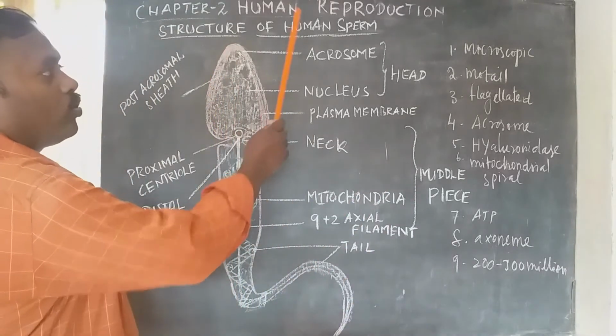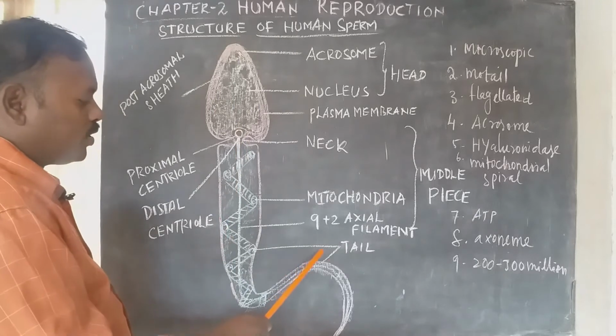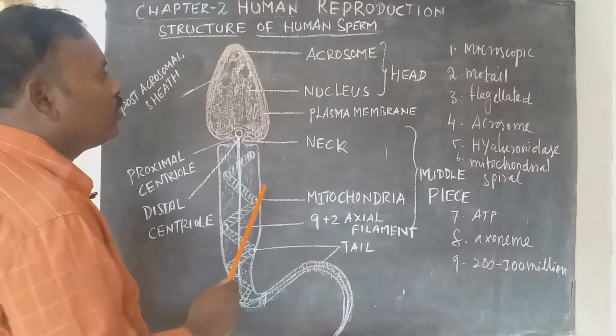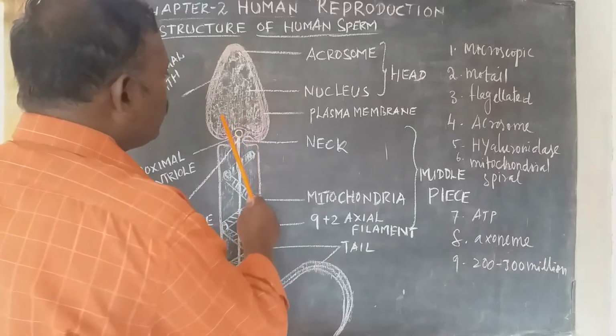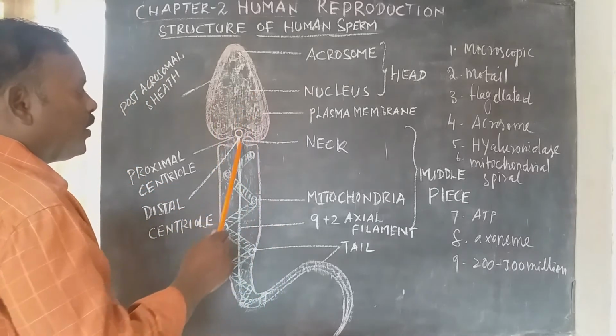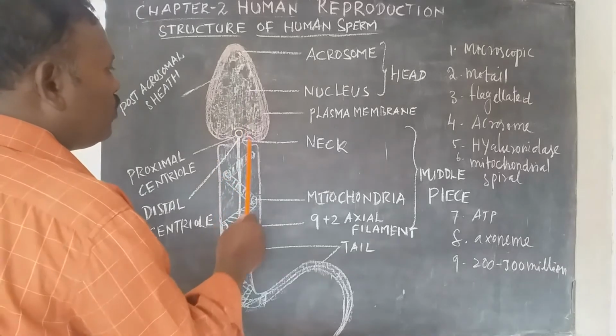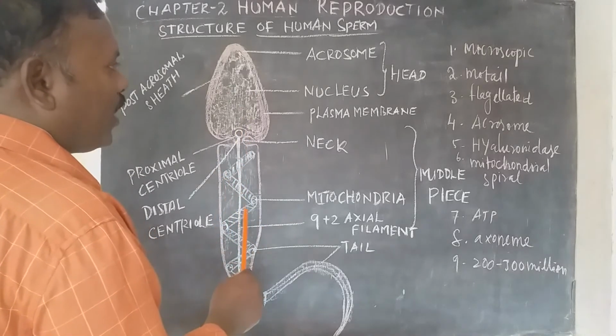Good morning students. So today we are going to discuss the structure of human sperm. This is microscopic in nature. It is very minute and can be seen only under a microscope; you cannot see it with the naked eye.